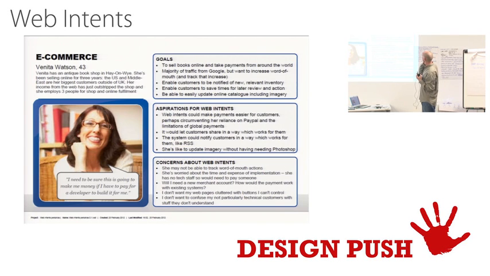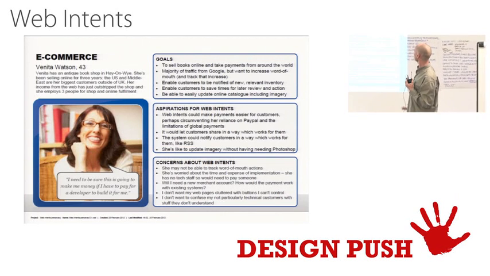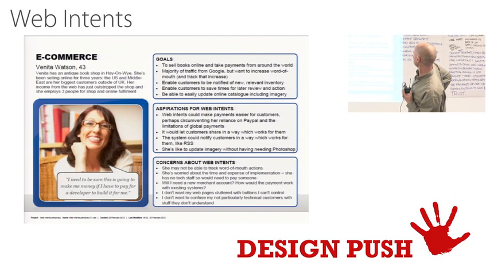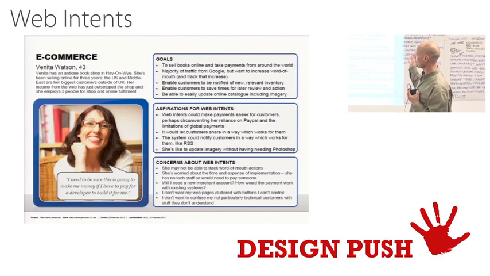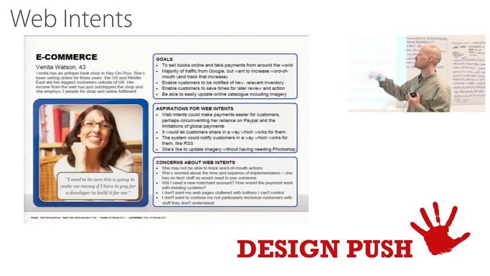She wants to enable customers to be notified of new relevant stuff that she's selling, and enable customers to save items for later review and action. Don't know what that means. Okay, and she wants to be able to easily update her catalogue online, including imagery. So using some of the web intents functionality on the CMS, as well as not just the users.